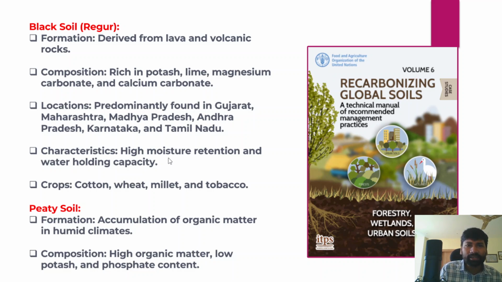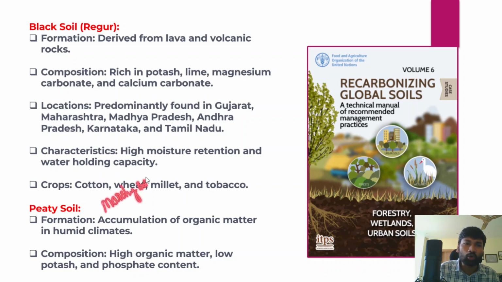Now, what are the characteristics? High moisture retention capability of these black soils and also their water holding capacity. So these are two important characteristics of black soil, and black soil supports the cultivation of cotton, wheat, millet and tobacco crops. Now next, very important soils are known as peaty soils. Now what are these peaty soils? Marshy soils. They are also called marshy lands or marshy soils.